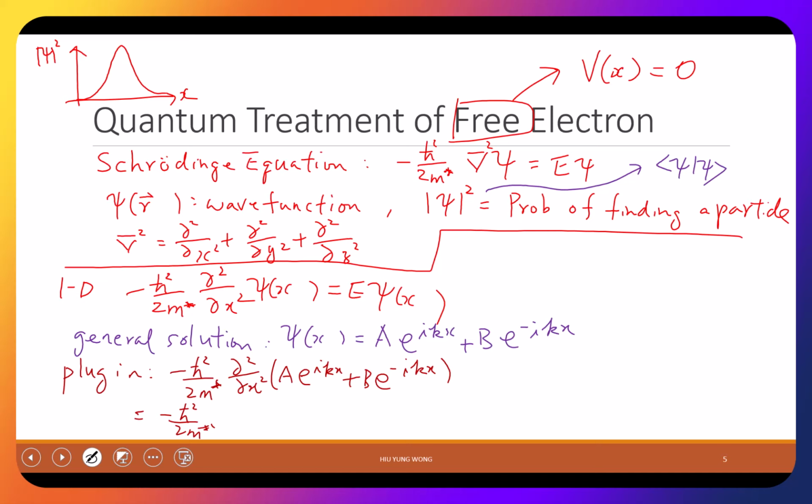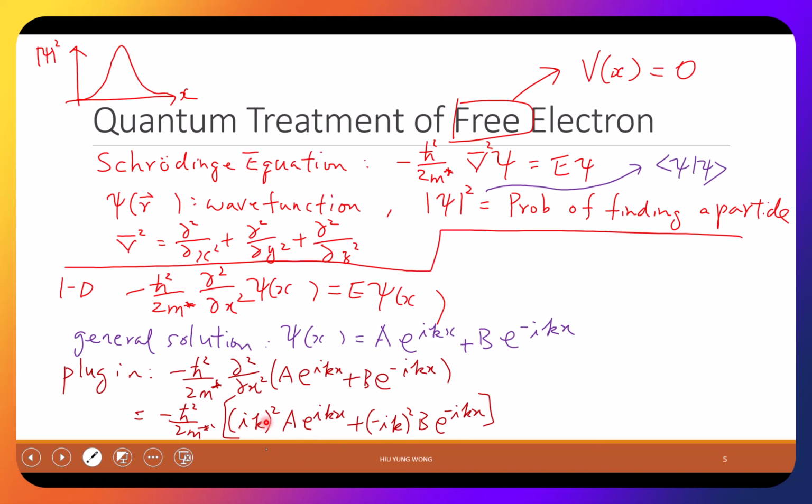So this becomes i k squared times a e to the power ikx plus negative i k squared times b e to the power negative ikx. Is this part okay? I did this one by x, right? So I take out ik. And I do the second time, I take out ik one more time. Then it's ik squared. Do the same thing, it's negative ik two times, right?